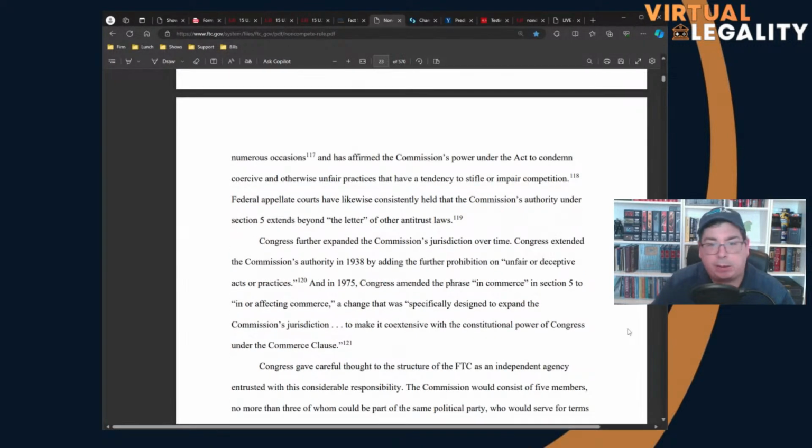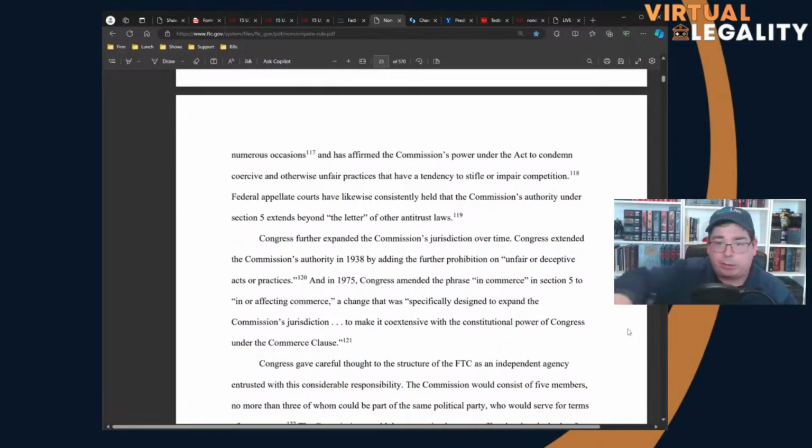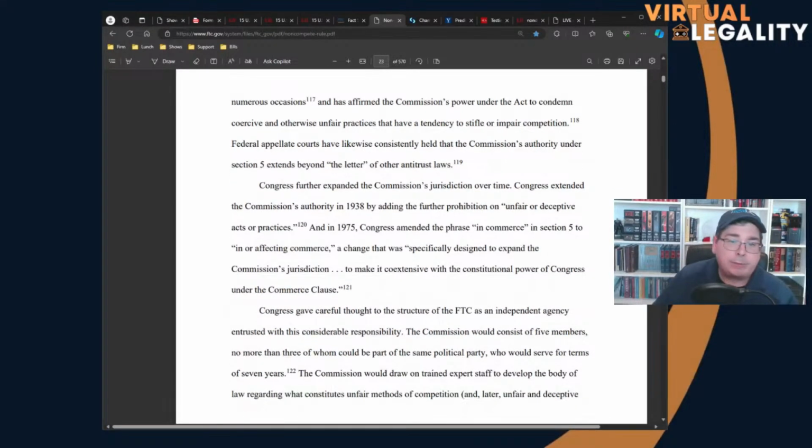Federal appellate courts have likewise consistently held that the Commission's authority under Section 5 extends beyond the letter of other antitrust laws, right? It's not limited to the Sherman Act because that's a different section. Congress further expanded the Commission's jurisdiction over time. Congress extended the Commission's authority in 1938 by adding the further prohibition on unfair or deceptive acts or practices. And in 1975, Congress amended the phrase "in commerce" in Section 5 to "in or affecting commerce," a change that was specifically designed to expand the Commission's jurisdiction to make it coextensive with the constitutional power of Congress under the Commerce Clause.